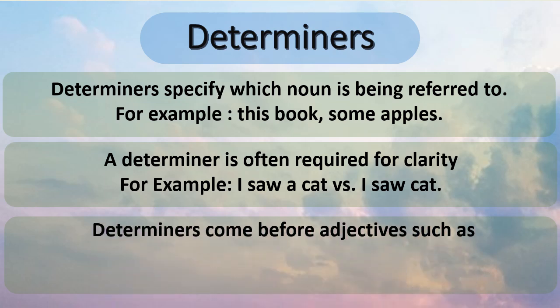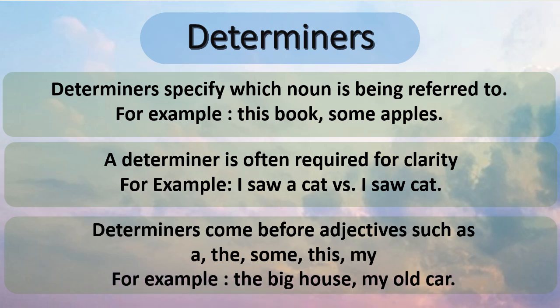Determiners usually come before adjectives. Words like a, the, some, this, and my appear before descriptive words. For example, the big house. My old car. Here, the and my help specify the noun while the adjectives big and old provide more description.